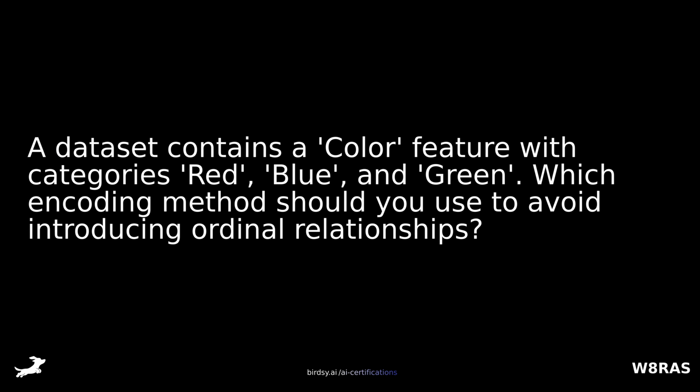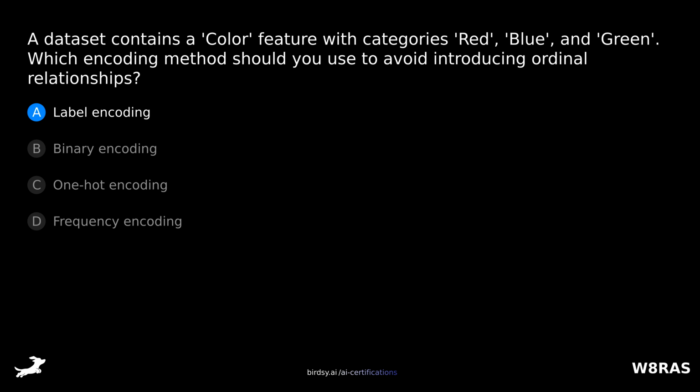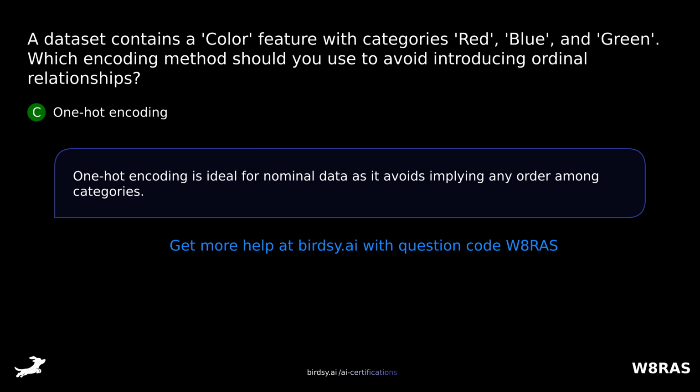A dataset contains a color feature with categories red, blue, and green. Which encoding method should you use to avoid introducing ordinal relationships? Is it A, label encoding? B, binary encoding? C, one-hot encoding? Or D, frequency encoding? The answer is C, one-hot encoding. One-hot encoding is ideal for nominal data as it avoids implying any order among categories.